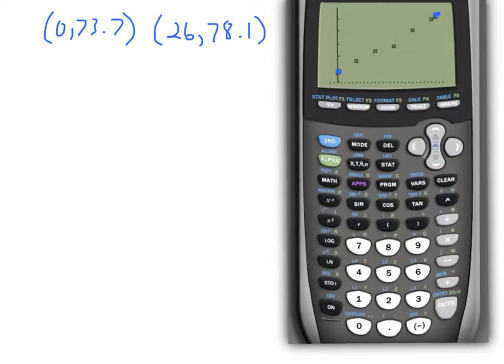Okay, so from here we do it the same as we've learned before. We first find the slope, so we'll do m equals 78.1 minus 73.7 divided by 26 minus 0, and we'll work out that answer. And again, we'd like to write that down as a decimal here, and I'm going to round that off to 0.169.